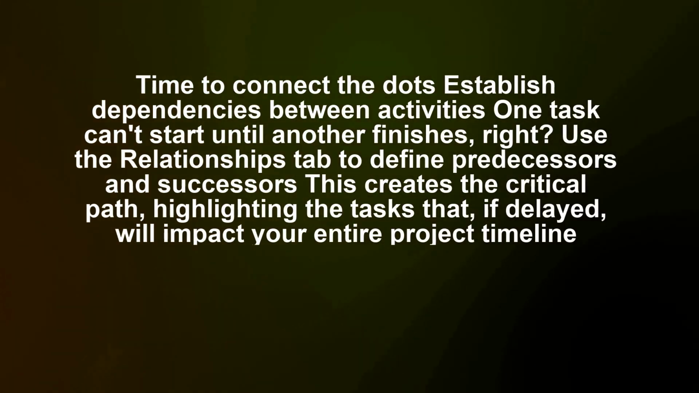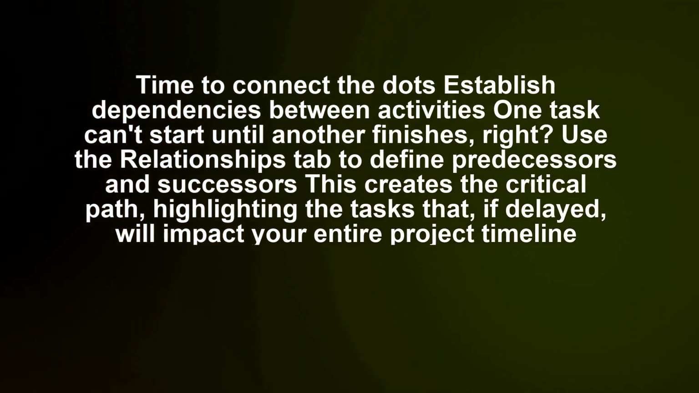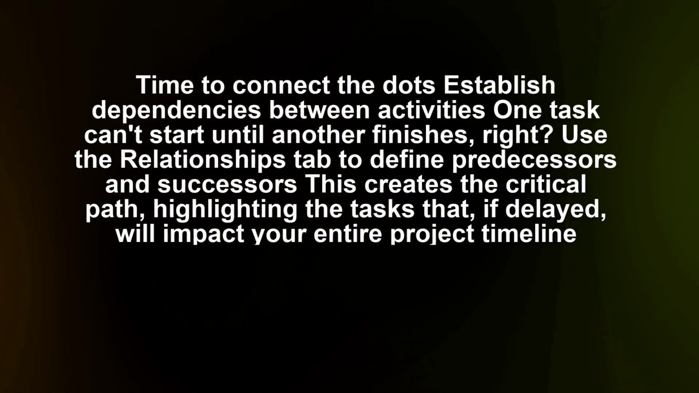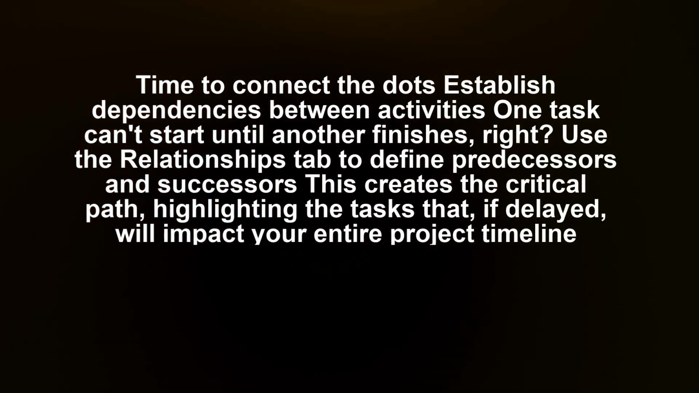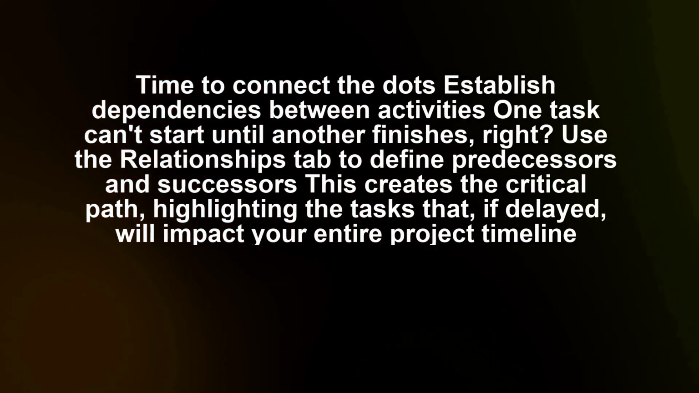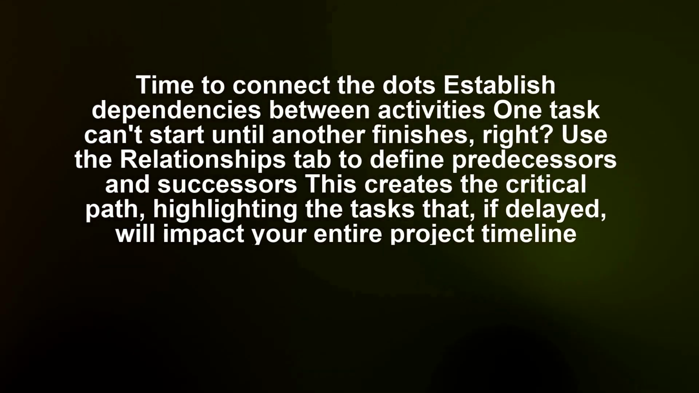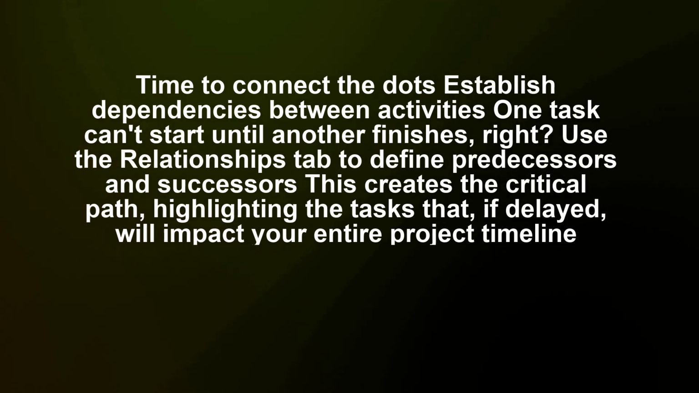Time to connect the dots. Establish dependencies between activities. One task can't start until another finishes, right? Use the Relationships tab to define predecessors and successors. This creates the critical path, highlighting the tasks that, if delayed, will impact your entire project timeline.